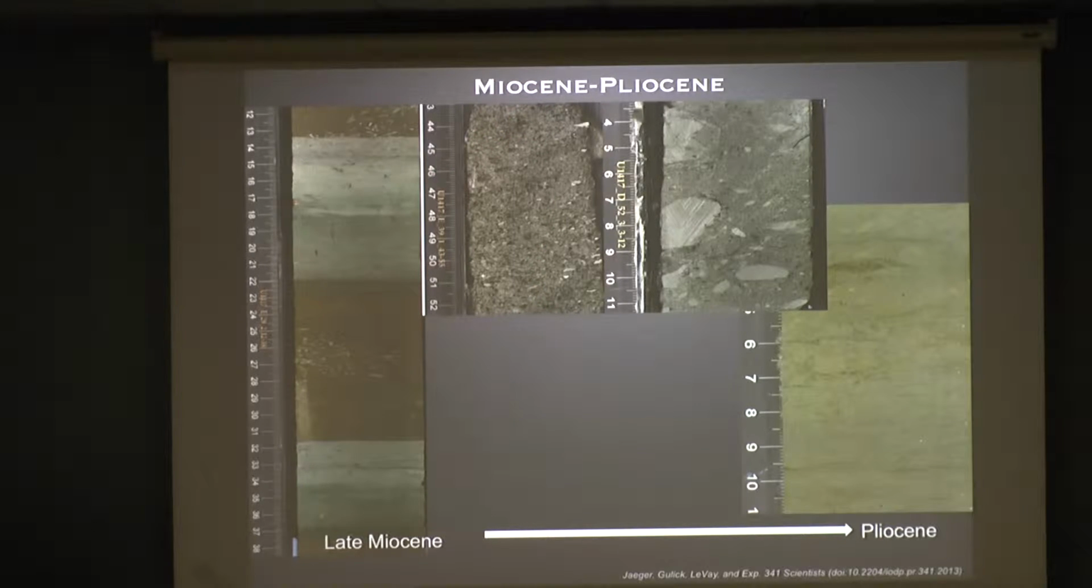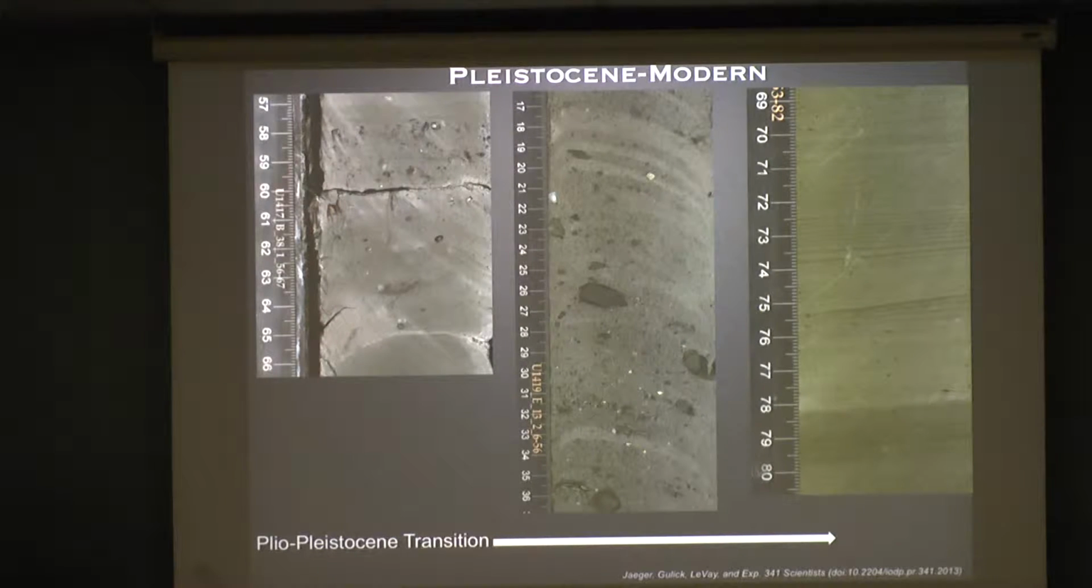And we think it's related to big-scale tectonic things that are happening. So there's a really great tectonic story in the Miocene. There's an interesting story to be had here in the Pliocene. But the big thing that we found was the transition into the Pleistocene. And these are our first intervals of ice-rafted debris. You can see that there are these little stones in here.